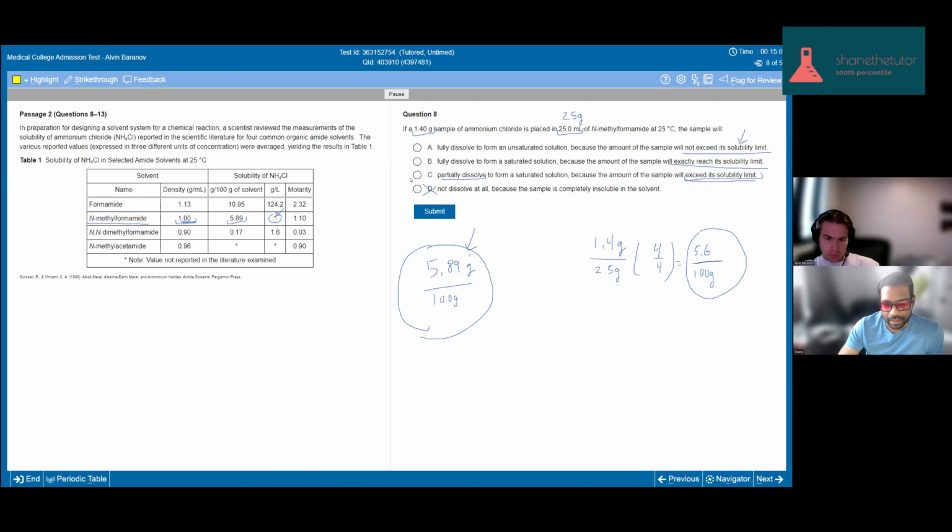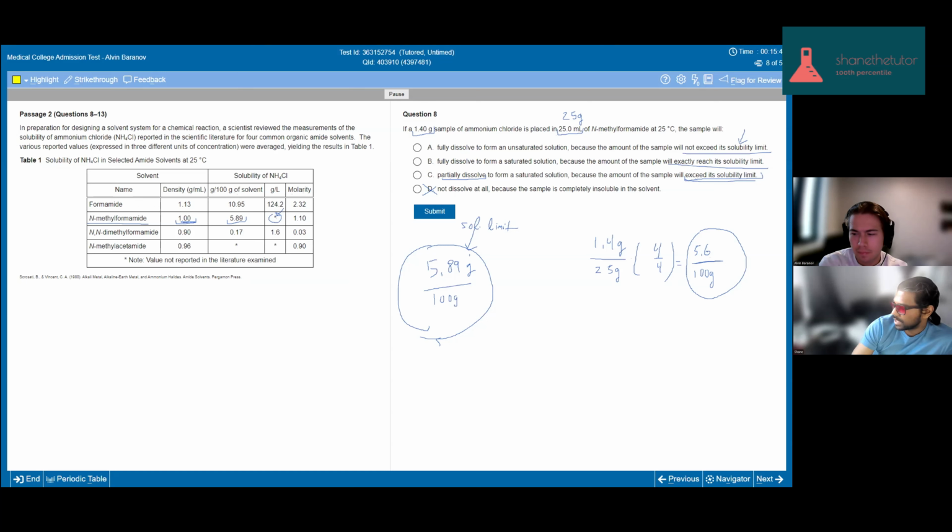But essentially, this is your solubility limit here. So if the amount that you have is less than the solubility limit, it will fully dissolve. Okay. And if it's beyond the solubility limit, it won't dissolve. Wait, what? Really? Oh. Yeah.